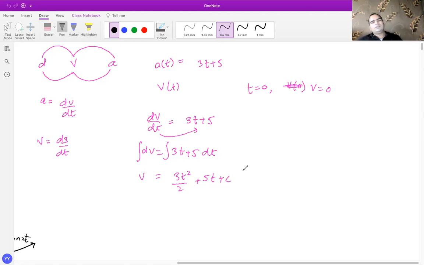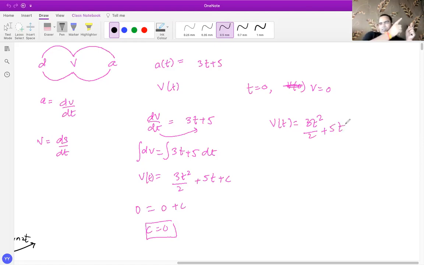Now, logically, lots of times you'll see the textbooks are not showing this intermediate step. That's okay. If you want to show it, show it. If you don't want to show it, don't show it. Now, the next step is to find the exact velocity function. So 0 equals 0 plus c. So you get c is also 0. So your velocity function will be 3t squared over 2 plus 5t.